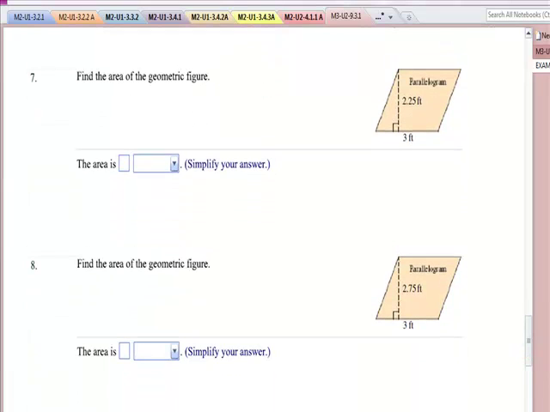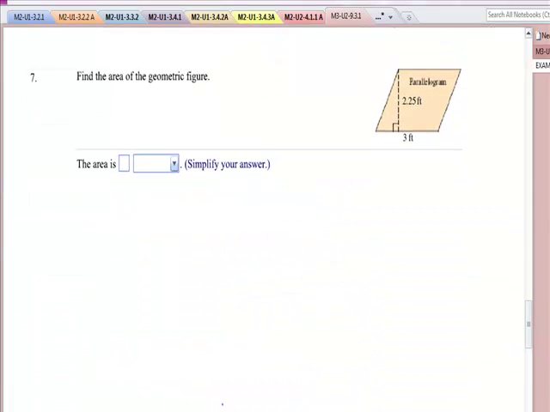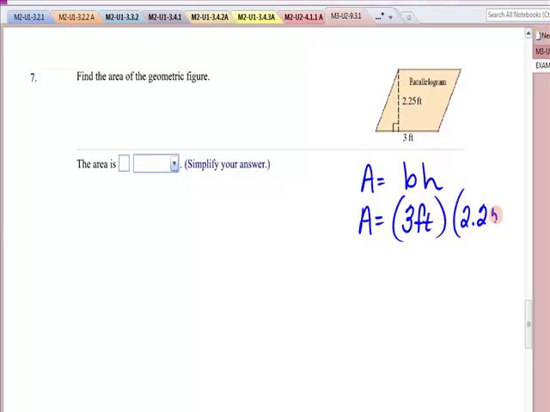All right, what is number 7? Number 7, this is a parallelogram. Area is base times height for a parallelogram. Area is, the base is 3 feet. The height is 2.25 feet. Calculator.